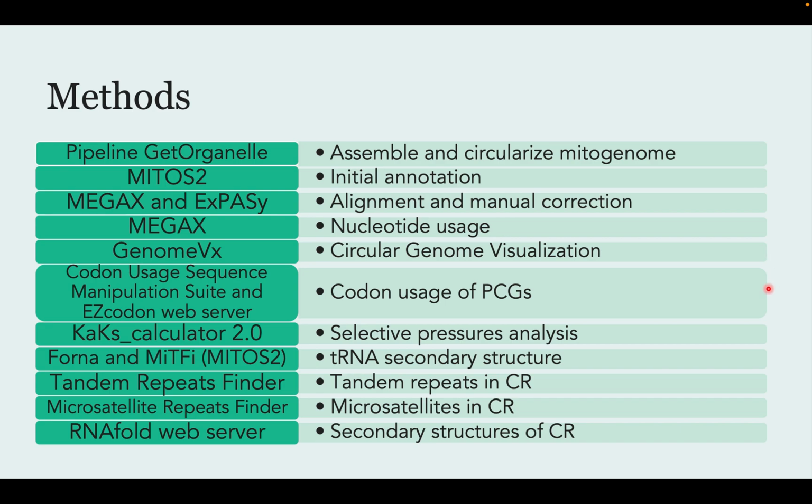The Codon Usage, Sequence Manipulation Suite, and EasyCodon web servers were used to determine codon usage of the protein-coding genes. The software KaKs_Calculator was then used to conduct analyses of selective pressures on the protein-coding genes.